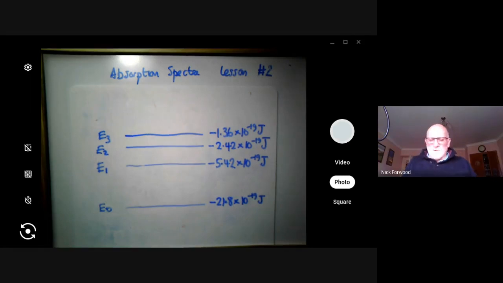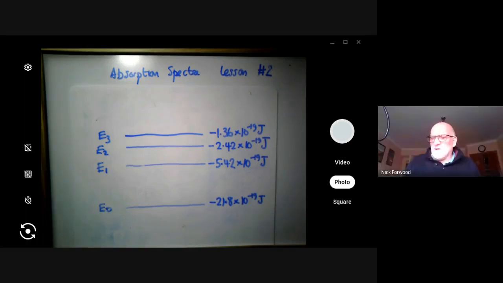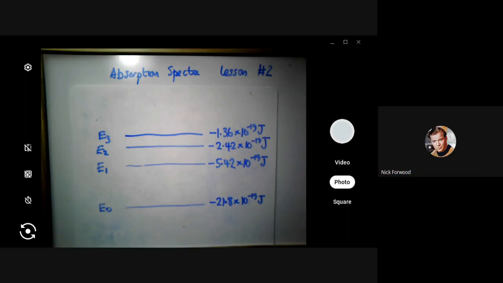Hi there, lesson number 2 on spectra. We're going to continue with our idea of absorption spectra, where energy is absorbed by electrons when incoming photons hit them. In this diagram, we have some energy levels of a simple atom. I need you to copy this down right now. We've got our energy levels E0, E1, E2, and E3. And remember, as we go up, they get closer together.